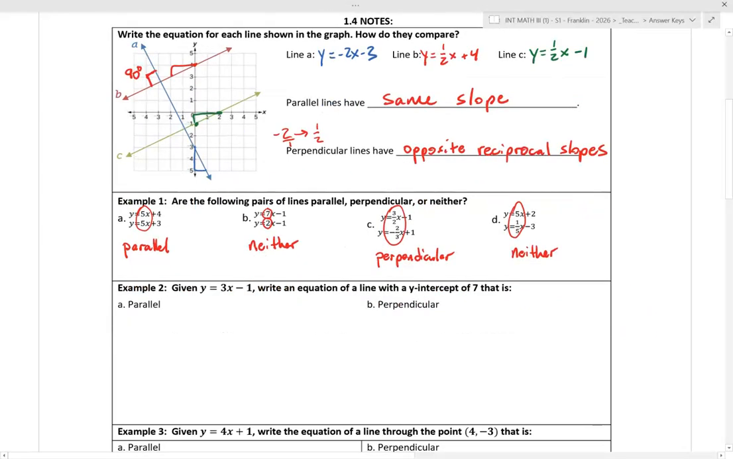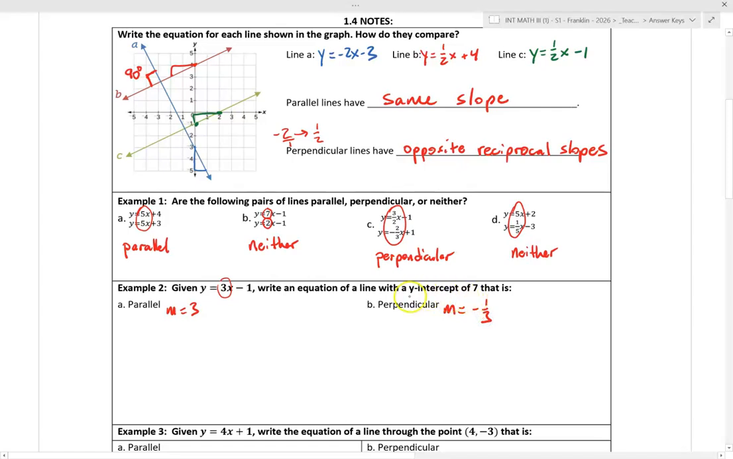The other thing we can do with parallel and perpendicular lines is use what we know about the slopes to find the equation of a line that is either parallel or perpendicular to a line we already know. So example 2 says, given y equals 3x minus 1, write an equation of a line with a y-intercept of 7, that is A parallel and B perpendicular. So for parallel, we know that the slope is going to be the same, right? The slope here is 3, so our slope is going to be 3. And for perpendicular, we know that the slope is going to be the opposite reciprocal, so -1/3.